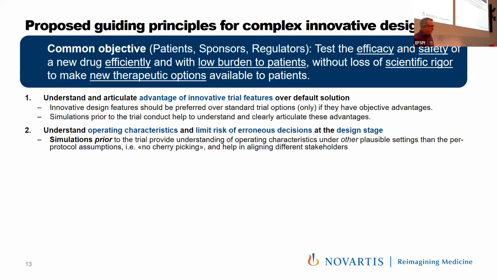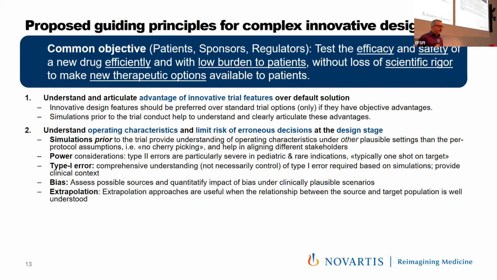documented for all parties. The second thing is we should understand the operating characteristics and limit the risk of erroneous decisions at the design stage. We can do this based on simulations, as I mentioned, under the different scenarios. Topics are power, type 1 error, bias. In terms of extrapolation, I should not have bolded extrapolation. I should have bolded disease similarity, because disease similarity, when you extrapolate from a source population to a target population, the question is how relevant is that data? And so really the bolded word here should be disease similarity.